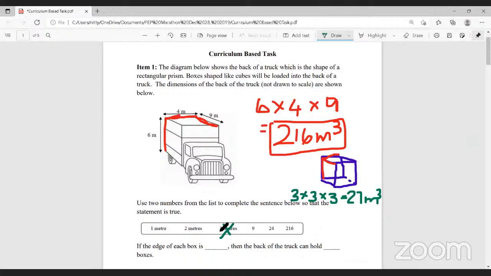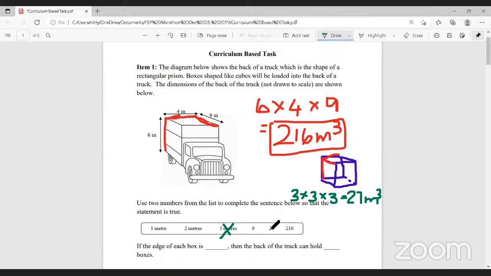So we know that 3 meters cannot work because this box with 3 meters, 3 times 3 times 3, gave us 27 cubic meters. And when we divide this 27 cubic meters into this 216 cubic meters, which is the volume of the back of the truck, we realize we get 8 boxes, but we don't have 8 here. So it cannot work. But what can work?